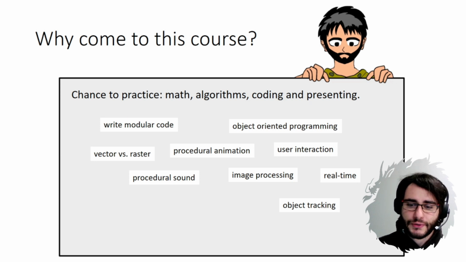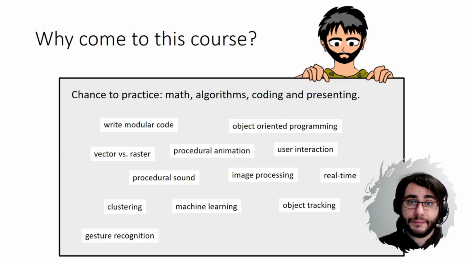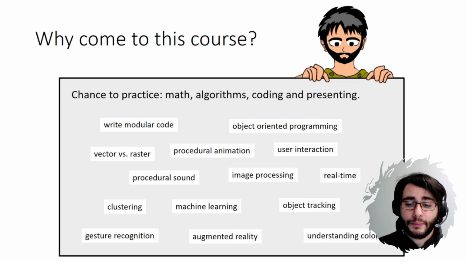Then last year we also tried some kind of object tracking, so moving things in front of the camera and keeping track of where they are. For that we used a little bit of clustering, some machine learning, and we also played with gesture recognition, augmented reality, and we had to understand color.